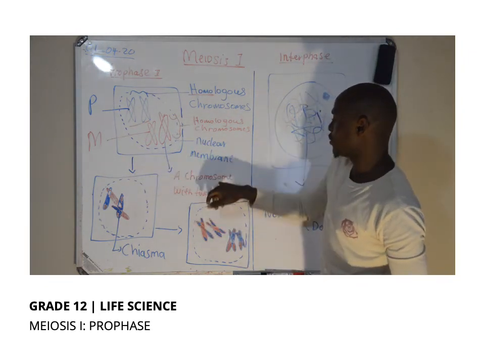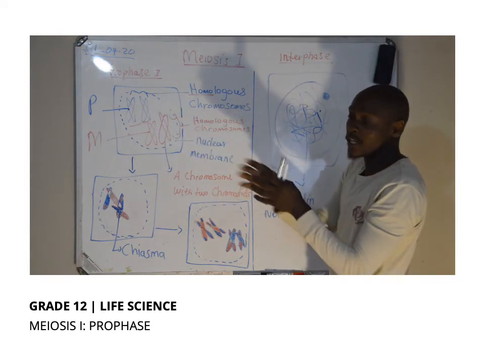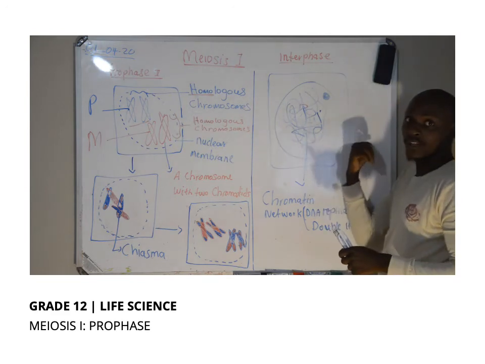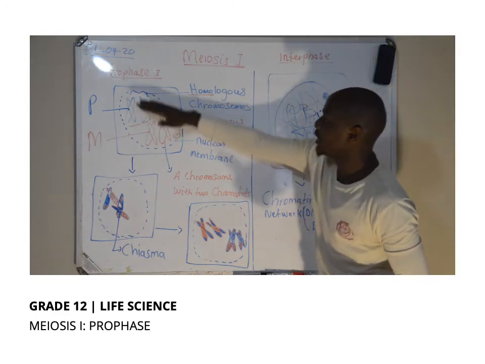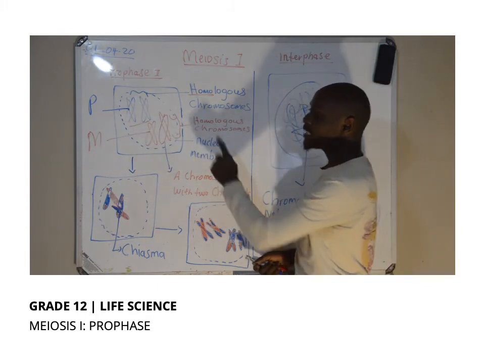Remember, a chromosome with 2 chromatids. So a chromosome is actually formed by what? 2 chromatids. Remember what I was explaining and what I drew also on this side of the board. So here we have the maternal and the paternal. Now let's move down. This is what happens.